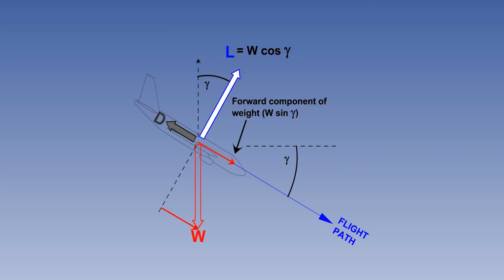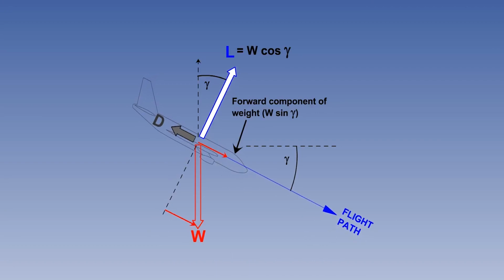The forward component of weight, W sine gamma, is a product of the descent angle gamma. The greater the descent angle, the greater will be the forward component of weight. This component must balance drag for the aircraft to be in a steady glide. It follows that, if drag is reduced and lift remains constant, the required balance of forces can be achieved at a smaller descent or glide angle.